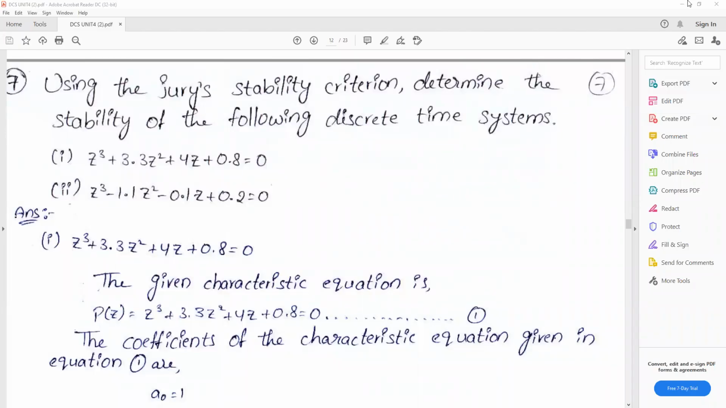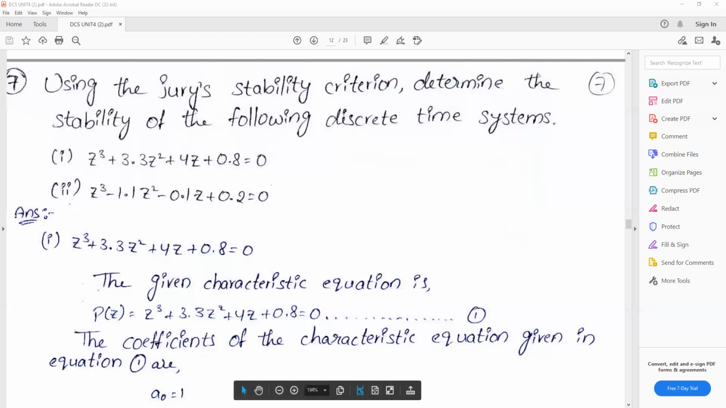Good morning to everyone. Today we are discussing the problems in Jury stability criterion. In the last sections, we also discussed problems in Jury stability criterion. Today we are given two characteristic equations for two discrete time systems, to find the Jury stability criterion.